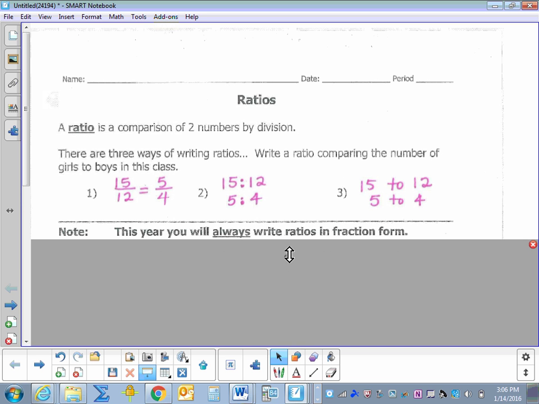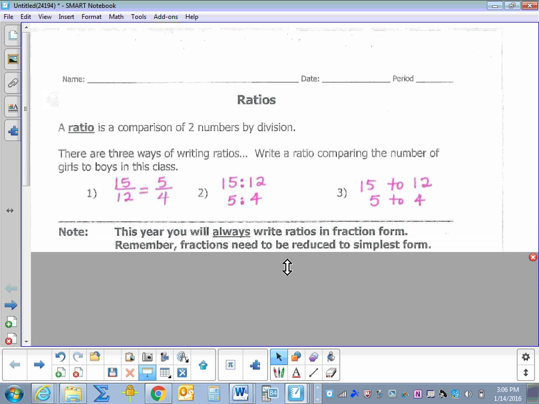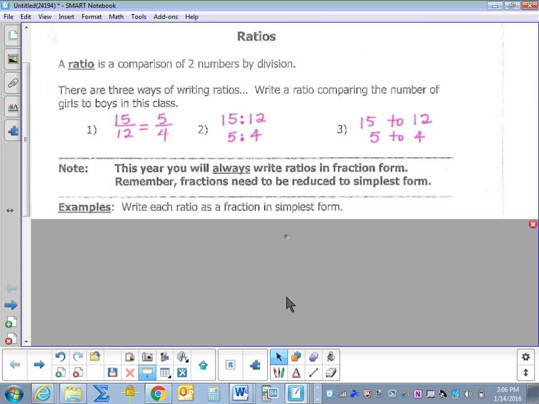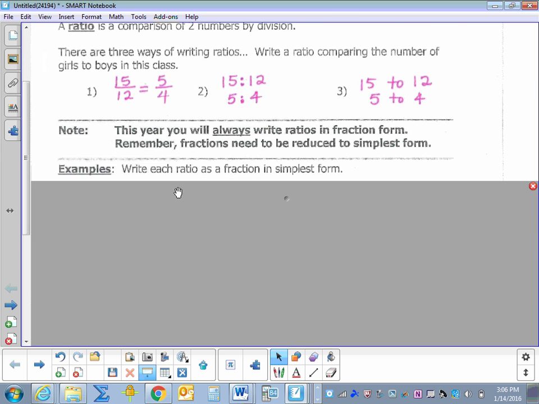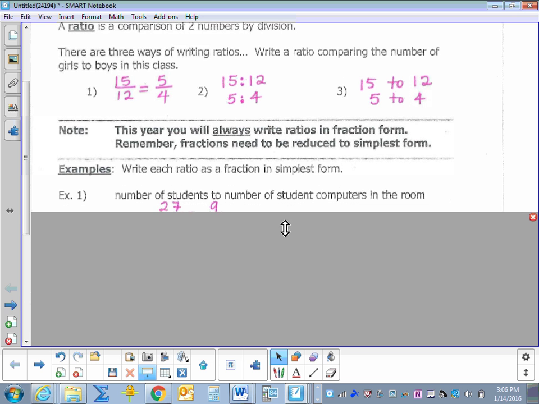This year, you will always write the ratio in fraction form. Remember, fractions need to be reduced to simplest form. So let's look at some examples. We're going to write each ratio as a fraction in simplest form.